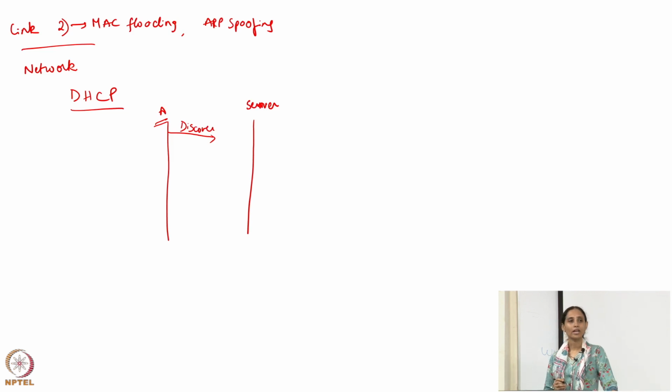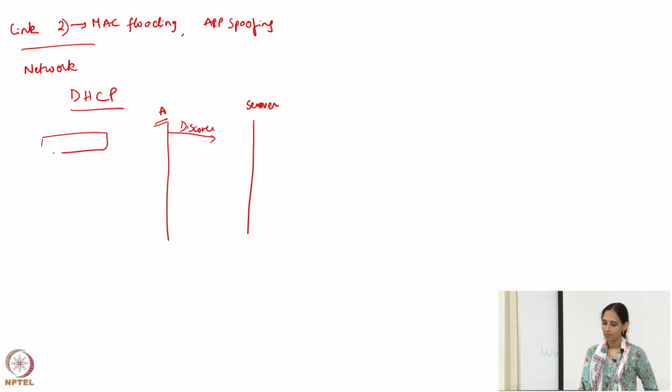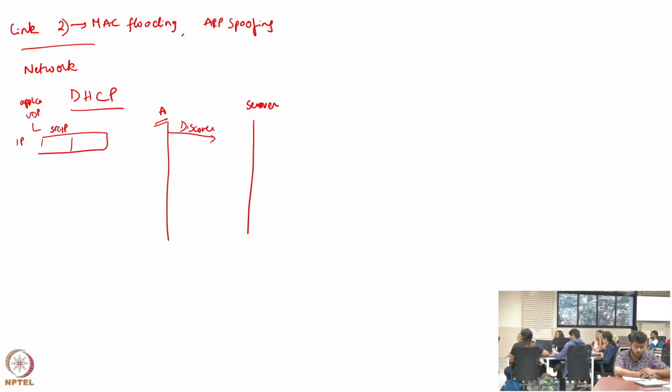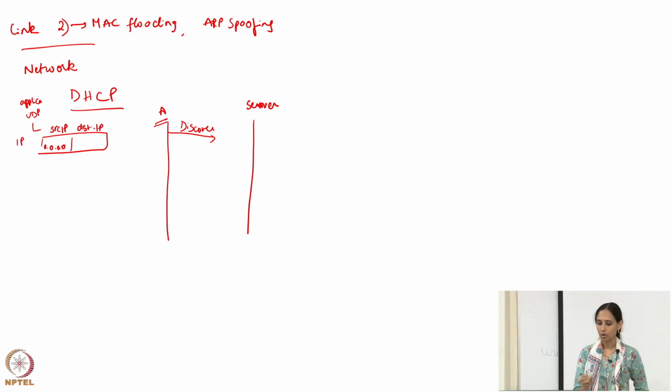What will the destination be? DHCP is an application layer protocol which uses UDP and then sends this packet, but let's focus on the network layer. In the network layer, the source IP, what will A put? Does it have an IP address? It doesn't have any IP address, so it will put blank. Whereas the destination IP, what do you think it will put?